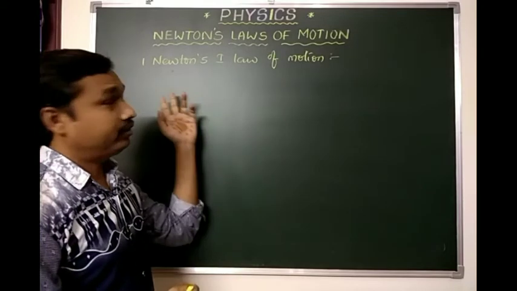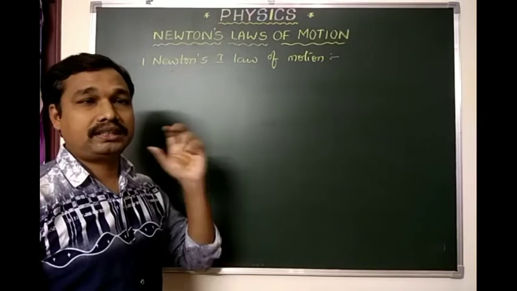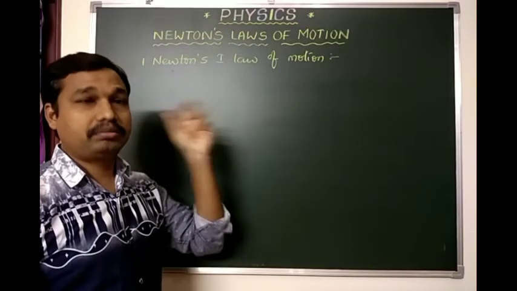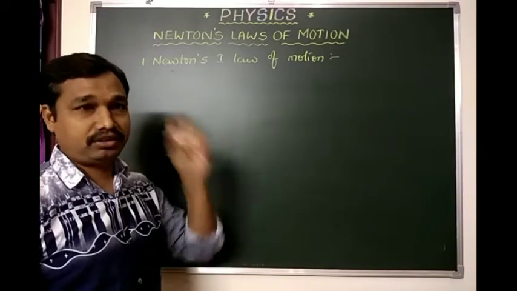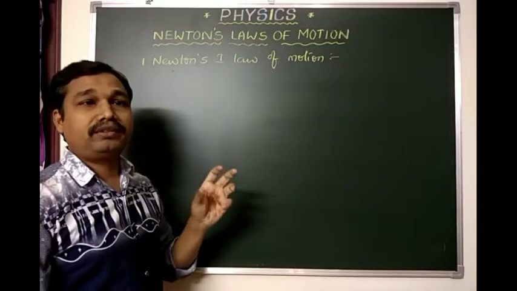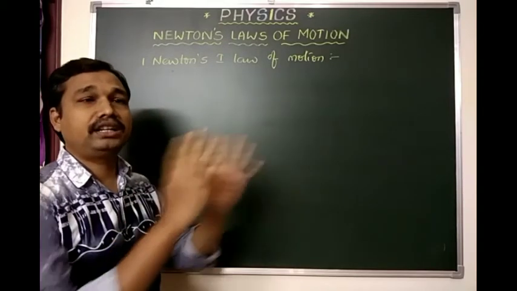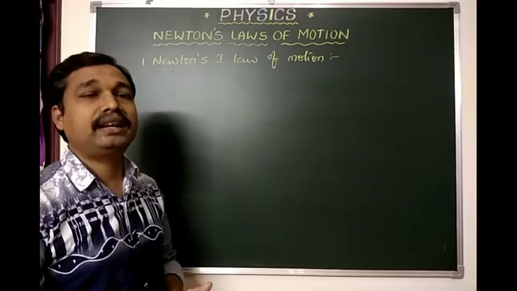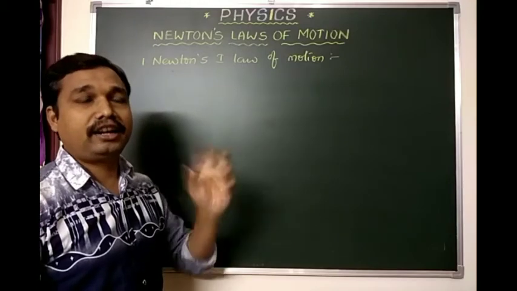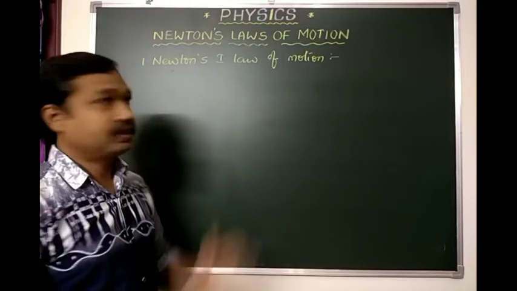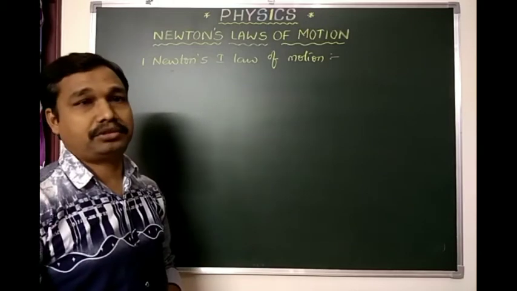According to Newton's first law of motion, an object at rest remains at rest. An object in motion remains in uniform motion. An object moving in a direction will continue in that direction until and unless an external net force is acting. This is Newton's first law of motion.